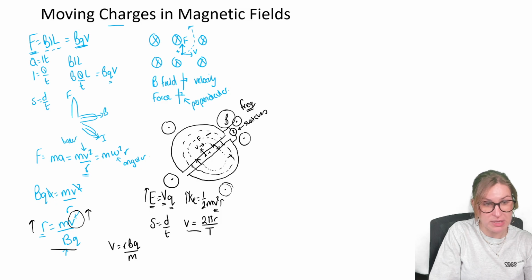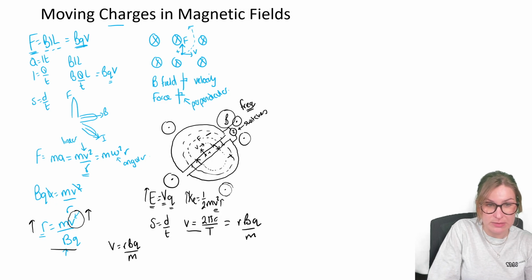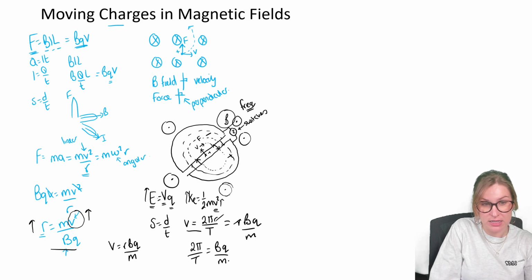So what I can write is bq times r is equal to mv. So v is r bq over m. Now I can equate that to r bq over m, and hopefully you can see my two radiuses will cancel. So what I have now is 2 pi over the time period is equal to the magnetic field strength times the charge divided by its mass. So when I write an equation for the time period, the time of one full circle, it's going to equal 2 pi times m divided by b times q.